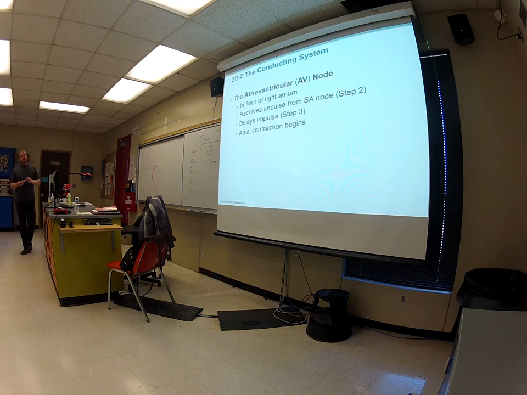The atrioventricular node in the floor of the right atrium receives the impulse from the SA node. Step 2, it delays the impulse. That delay is called fill time. It literally is called fill time, F-I-L-L, not P-H-I-L-L. So it gives a little bit of a gap there, a little bit of time.